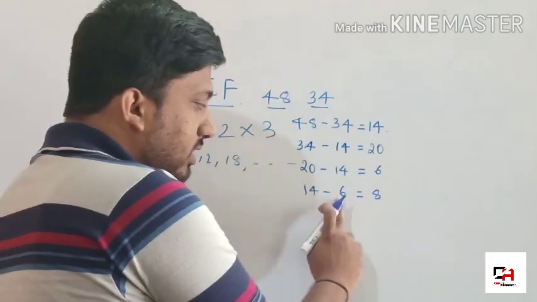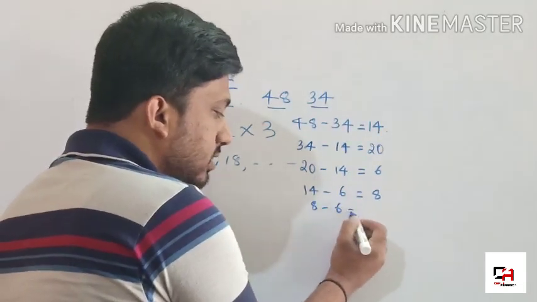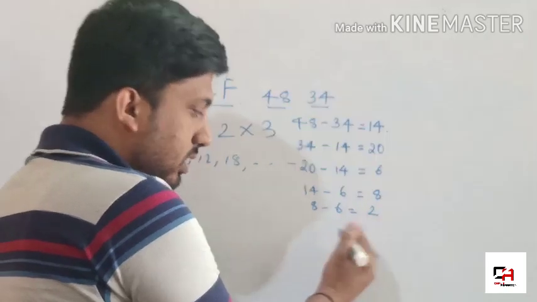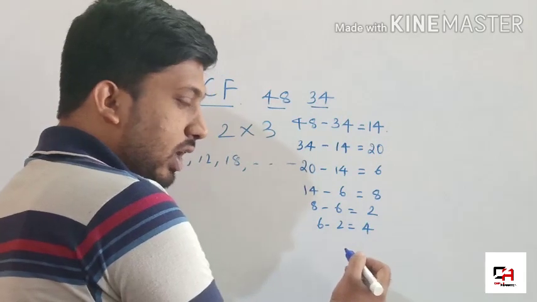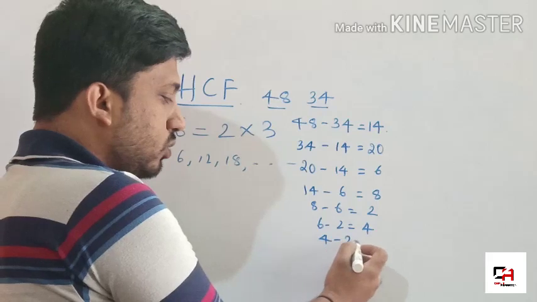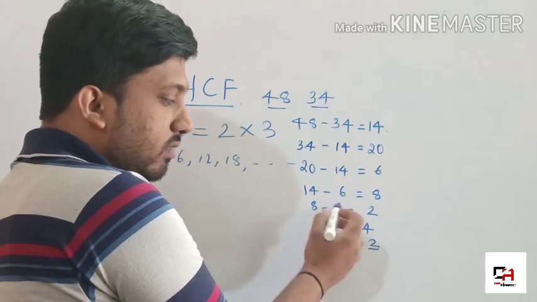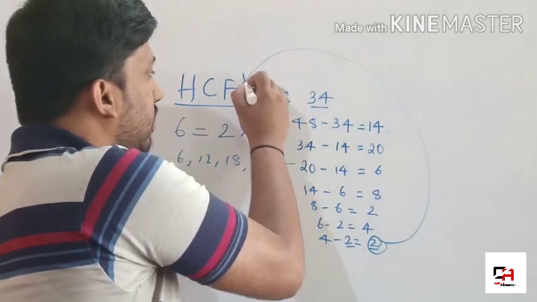So again I will consider these two numbers, 8 and 6. 8 is greater. 8 minus 6 is 2. Again I will consider these two numbers. So 6 minus 2 is 4. Again I will consider these two numbers. 4 minus 2 is 2. So whenever we get the numbers the same, at this point of time, that will be the HCF.